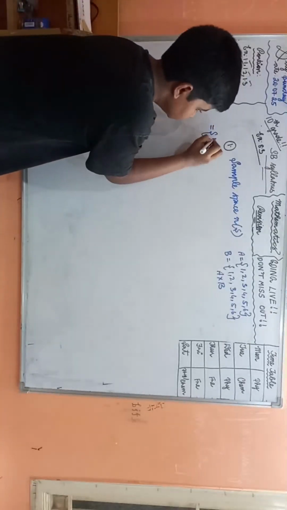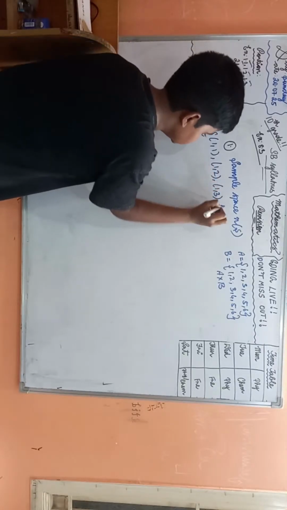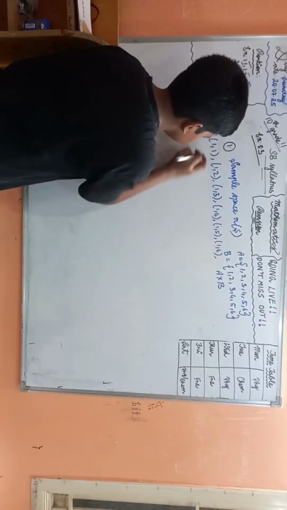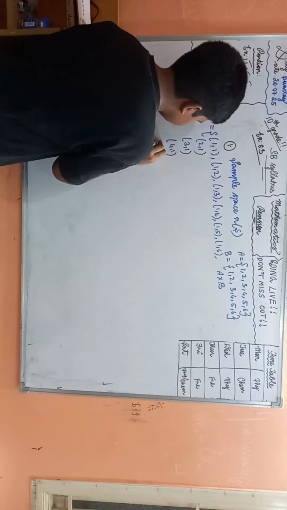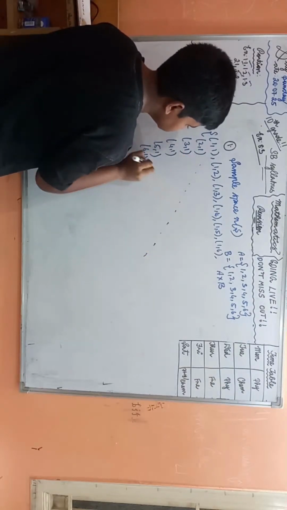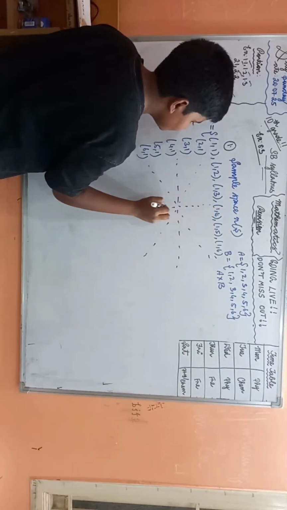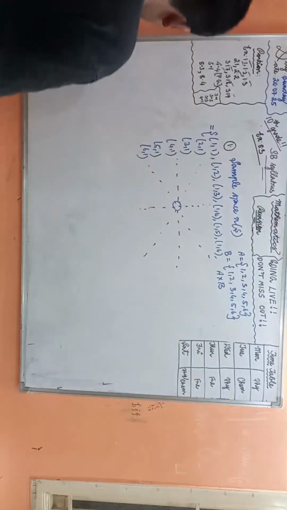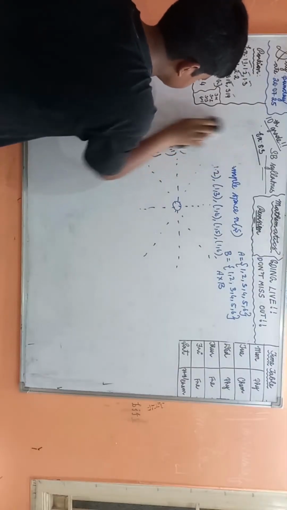So 1 1, 1 2, 1 3, 1 4, 1 5, 1 6. 2 1, 2 2, and so on. It just goes on and on. That just follows the same order of how a sample space should work.